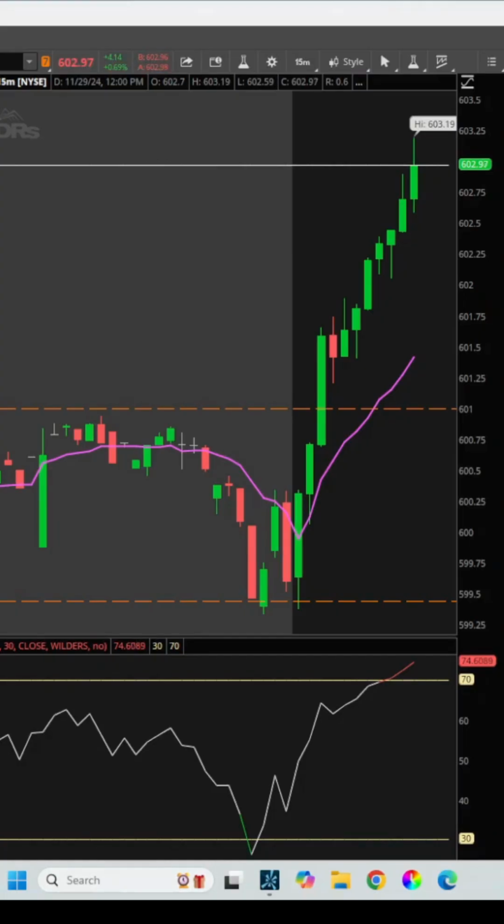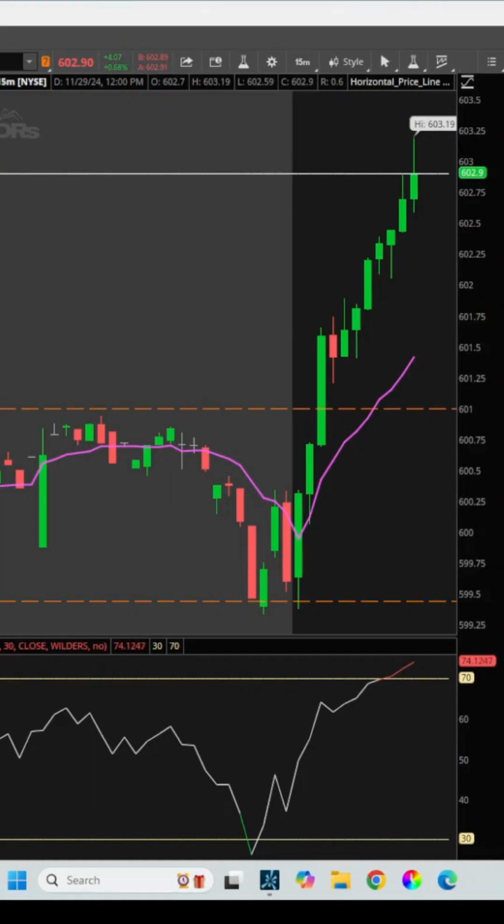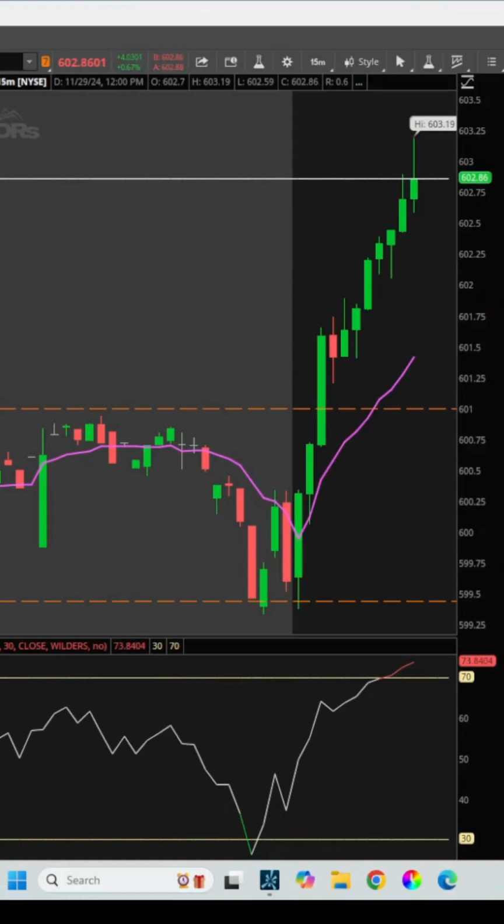Breakthrough of VWAP. If the price breaks above or below the VWAP line with volume, this could signal the beginning of a new trend. For example, if price is under VWAP and breaks above it with increased volume, it may suggest a reversal or a shift in market sentiment.